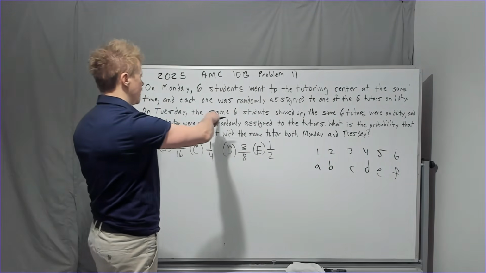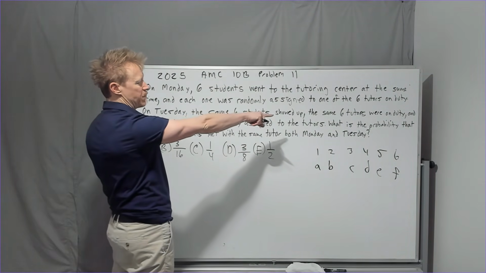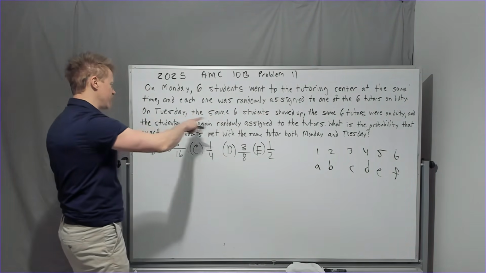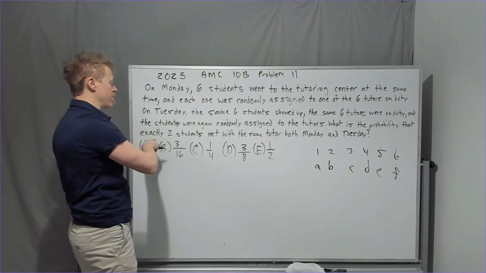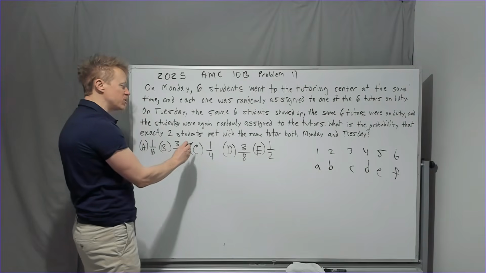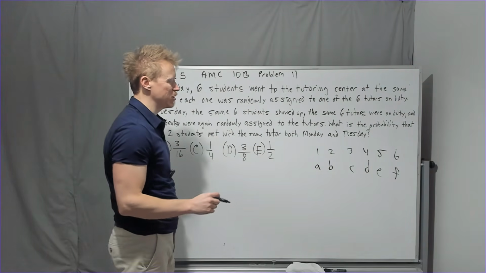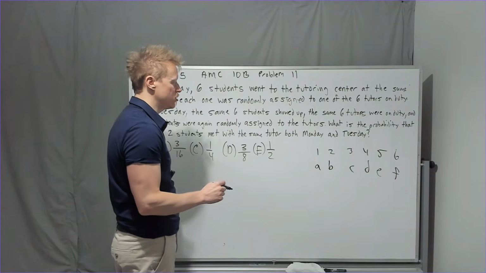Okay. Now on Tuesday, the same 6 students showed up, the same 6 tutors were on duty, and the students were again randomly assigned to the tutors. What is the probability that exactly 2 students met with the same tutor both Monday and Tuesday?